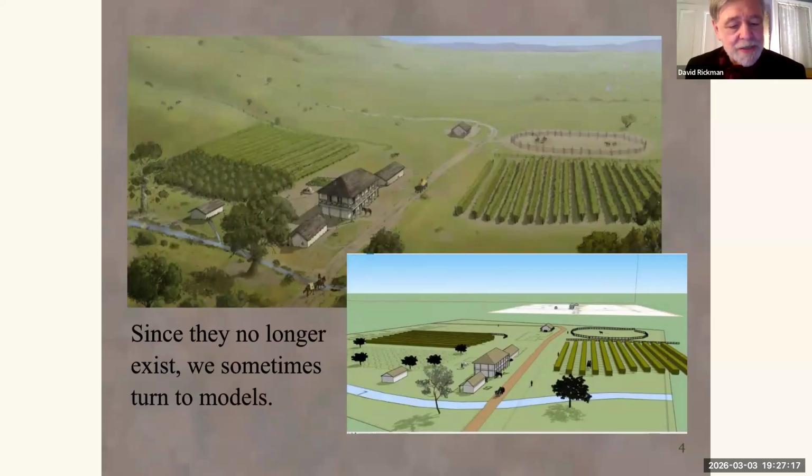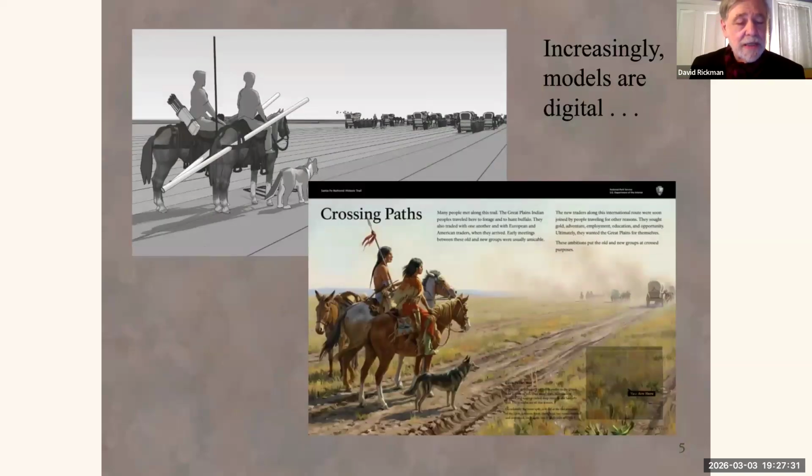Because historical illustrators are asked to create believable images of things we cannot see, since they no longer exist, we sometimes turn to models. Models are used to solve problems of anatomy, scale, perspective, viewpoint, and representing light and shadows. Models can be physical, made of cardboard, plastic, etc., but increasingly they are digital.